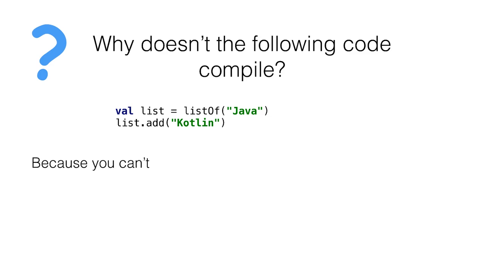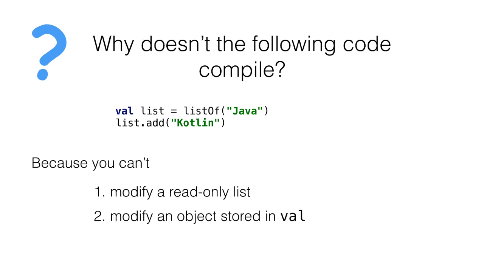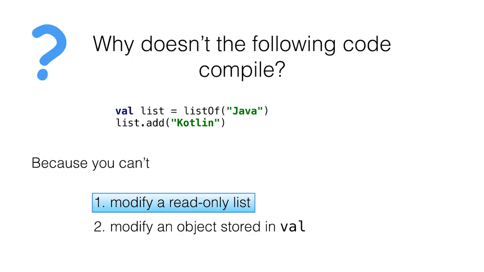What do you think? That's because you can't modify a read-only list or modify an object stored in val. You can't modify a read-only list. We've already discussed that val doesn't give you any guarantees about the content stored in an object. The content can be easily modified, so the second option is wrong.